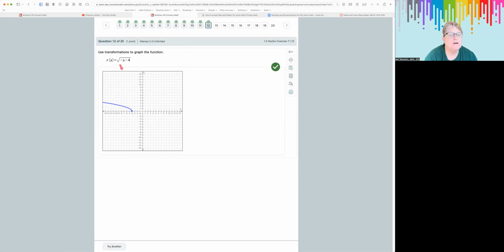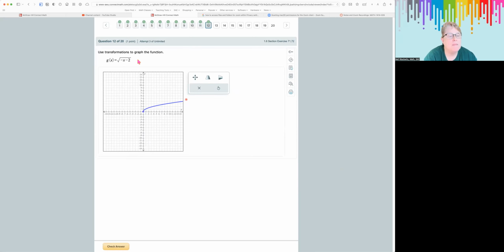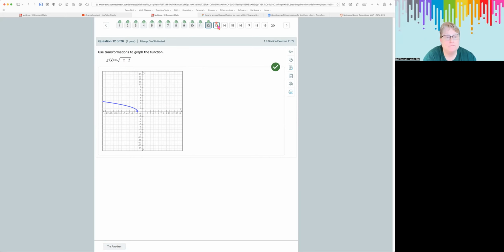Here we've got, let's see, let's try another. I don't know why that's still there. Okay, good. So we've got 2 transformations here. We're going to go horizontally 2 units to the left. 1, 2. And the negative next to the x says we're going to flip horizontally. So I'm going to use reflection across the y-axis. Let's check. Cool.